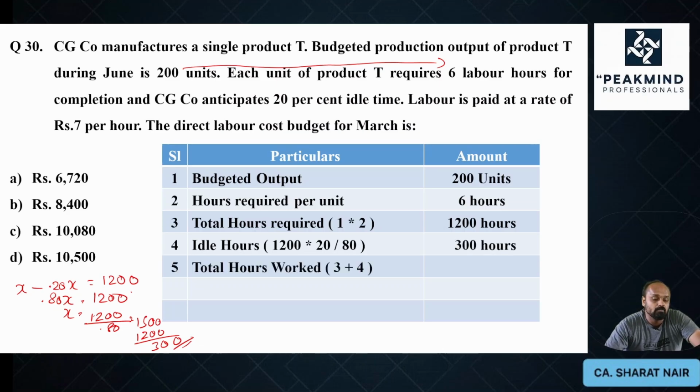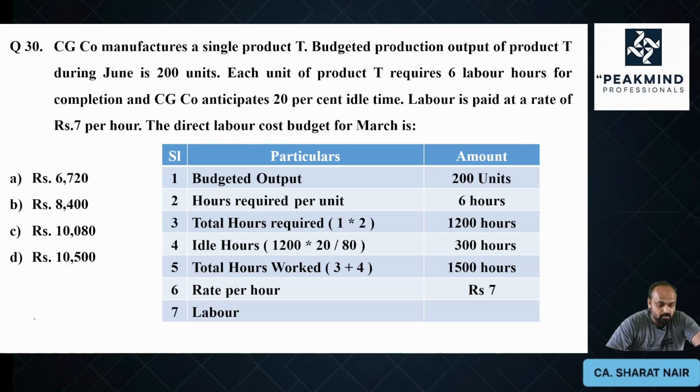Next, total hours worked 1,500 hours, and then rate per hour given in the question is 7. So what is my total direct labor cost? Labor cost will be how much? 1,500 into 7, or 10,500. Your option D is the correct answer.